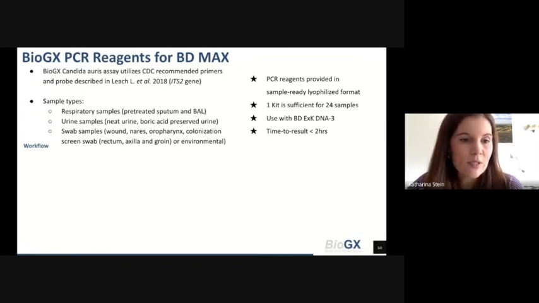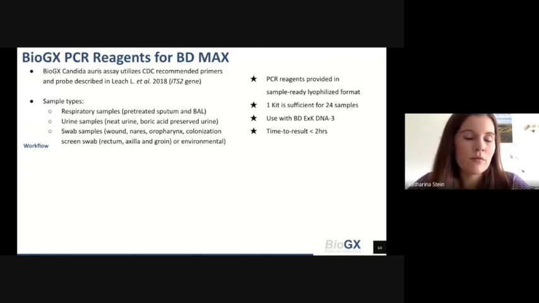Sample types that are compatible are respiratory samples, so pre-treated sputum and bile samples, urine samples, various swab samples from wounds or skin swabs, but also from the environment. As you all know, the PCR reagents are provided in sample-ready lyophilized format. One kit is enough to test 24 samples. It is used with the BD extraction kit DNA3, and the time to result is less than 2 hours.